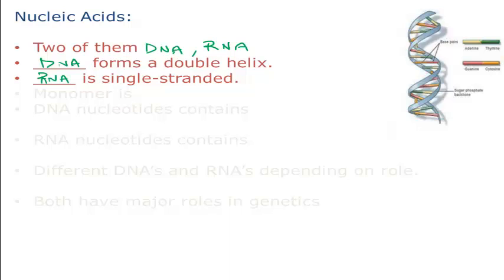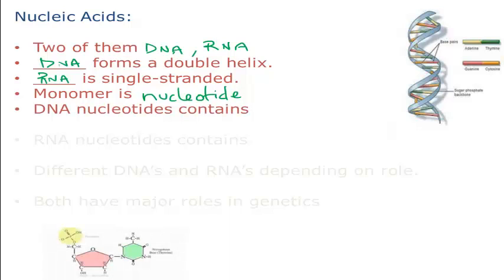RNA is simply single-stranded. But in both cases, the monomer of nucleic acids is, as I mentioned earlier, something called a nucleotide. And because DNA and RNA are different nucleic acids, the nucleotides in DNA are slightly different than the nucleotides in RNA. So at the bottom of the screen, you have a phosphate joined to the sugar deoxyribose, and then one of four nitrogenous bases. So those nitrogenous bases, this one is thymine, adenine, cytosine, and guanine. One of the four makes up the DNA nucleotide.